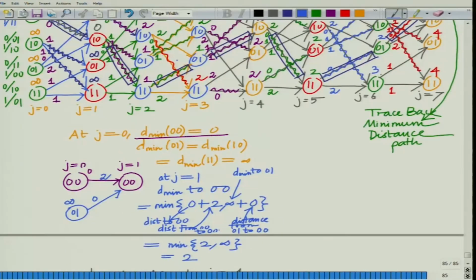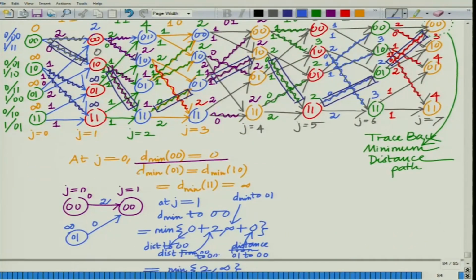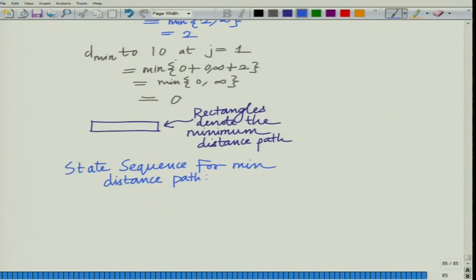so the state sequence for your minimum distance path, now you can see, the state sequence is 0 0, 1 0, 1 1, 0 1, 1 0, 1 1, 0 1 and 0 0. This is the state sequence.